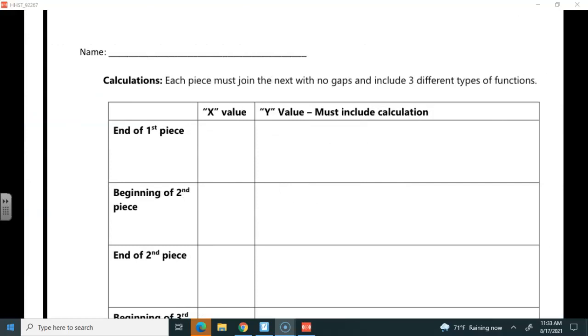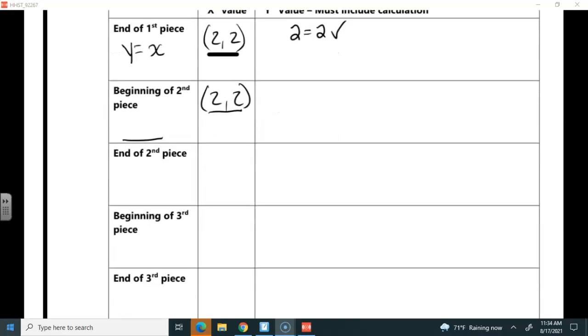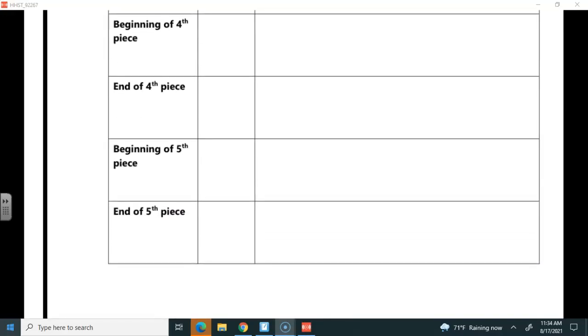Okay, say my first function is y equals x, and it ends at 2, 2. You must include calculations. So if I plug 2 in place of y and 2 in place of x, then it checks out there. The beginning of my next one has to be 2, 2, because if my first one ends at 2, 2, the next one has to begin there. So whatever your function is, you will work those calculations out, and you will continue for all 5 pieces.